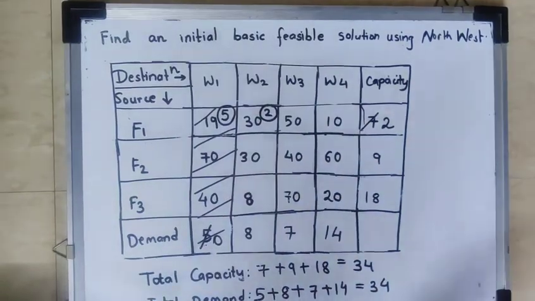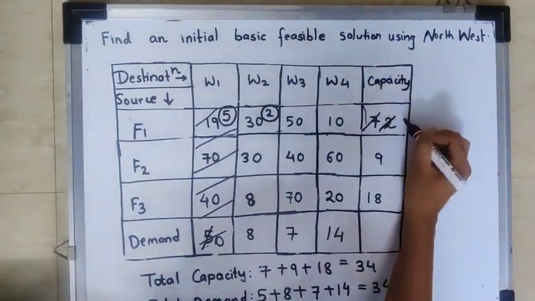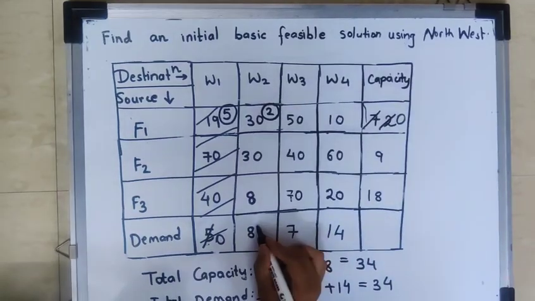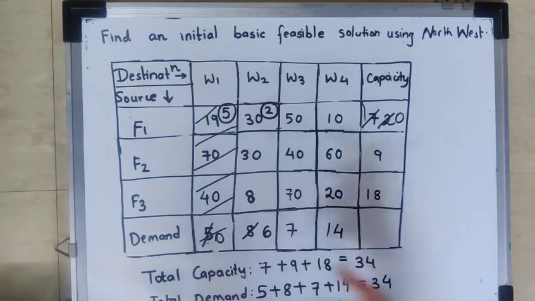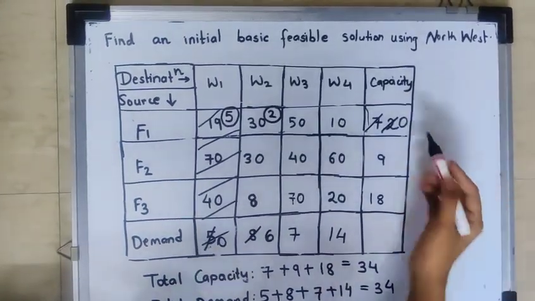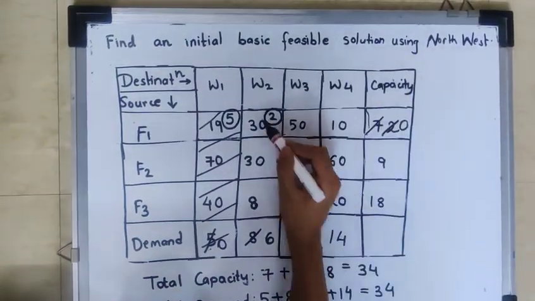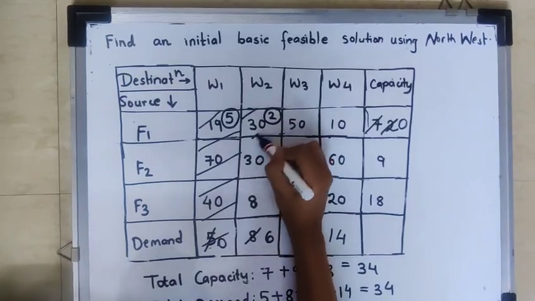After making an allocation, same step. 2 minus 2 will be 0 and 8 minus 2 will be 6. Whichever row or column turns out to be 0, we are going to eliminate it. Now here this row is 0, so we will eliminate this row.